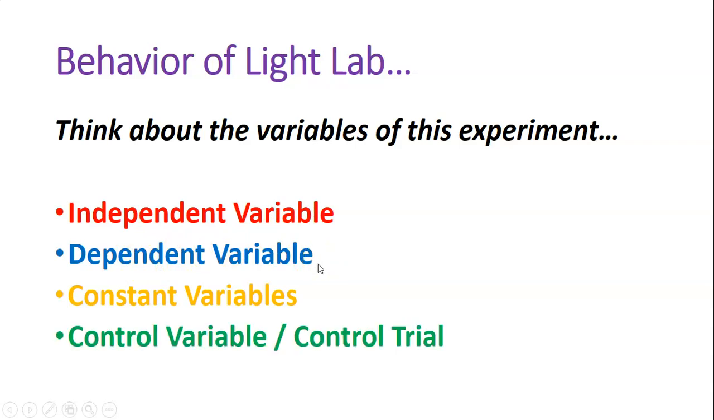Finally, the control trial, or the control variable, is the one trial that does not receive the independent variable. So it's basically, how does that test sample behave naturally without the influence of the independent variable?